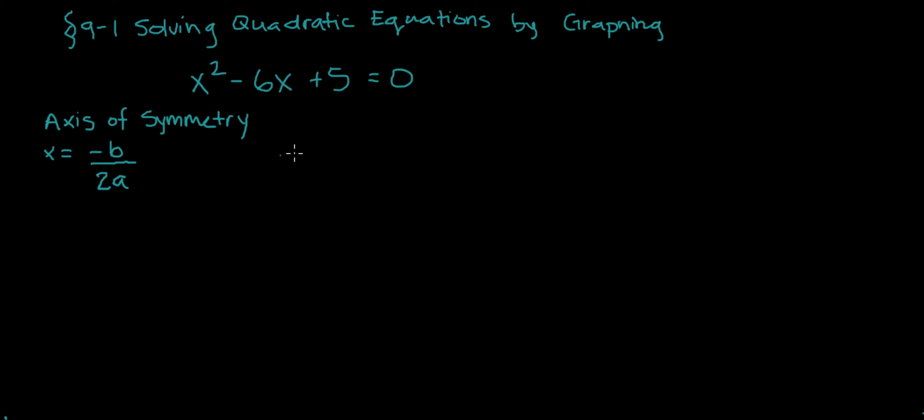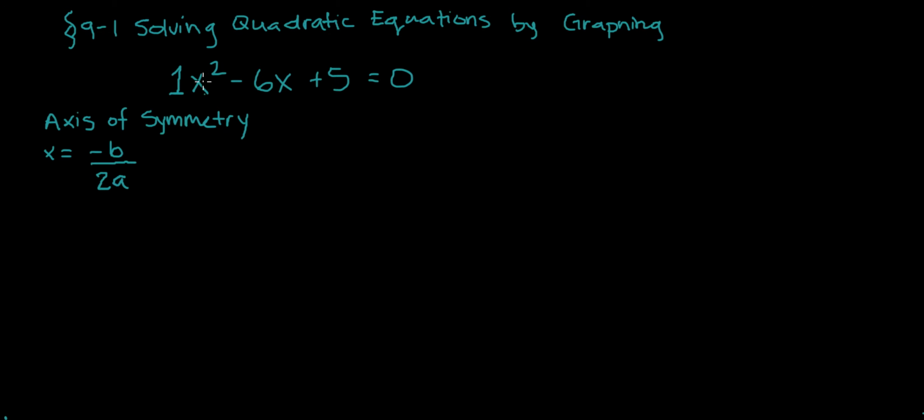Now, some things we need to take away from this problem. This number is c, so c is the number that has no variable being multiplied to it. B is the number that is being multiplied to the variable with just the x. And then a is the number that's being multiplied to the x to the power of 2, which happens to be 1 in this scenario here.